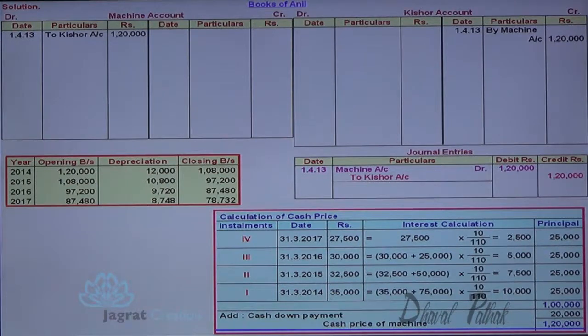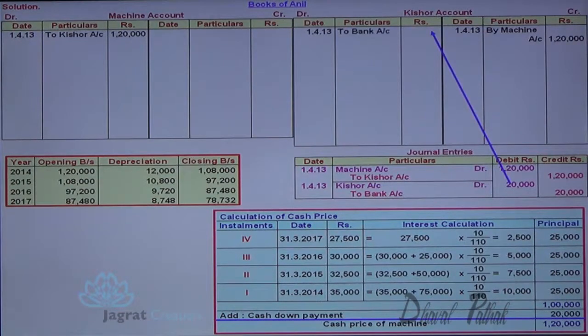Now down payment made 20,000. On the same day, Kishore account debit to bank account credit. Kishore is the receiver, debit the receiver, Kishore account debit to bank account credit.